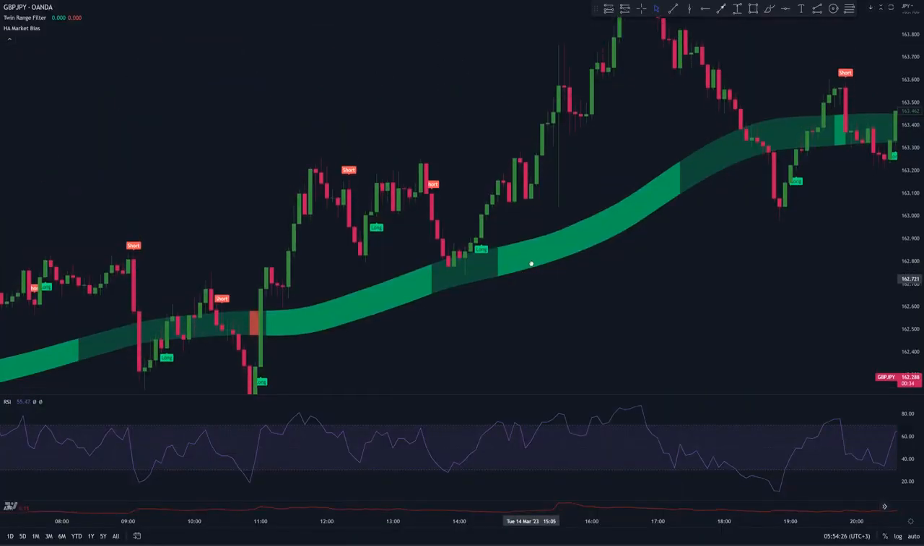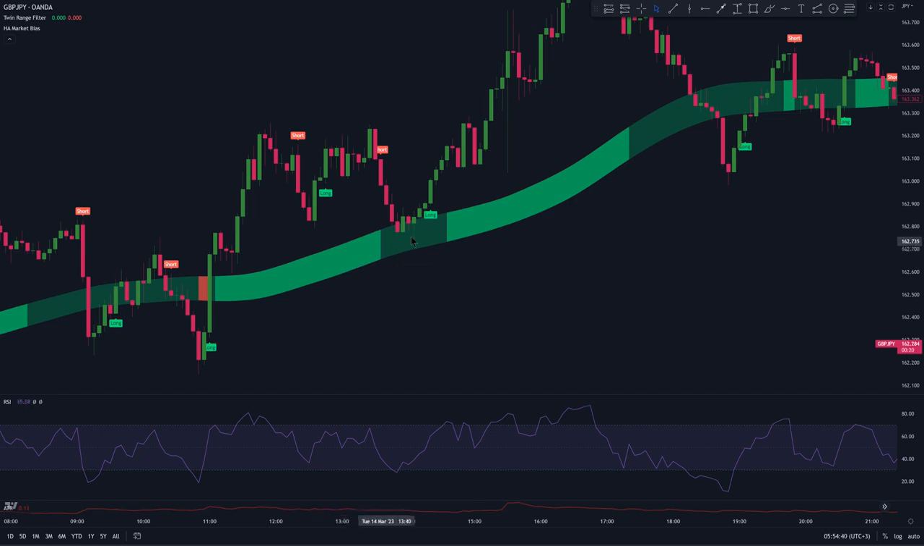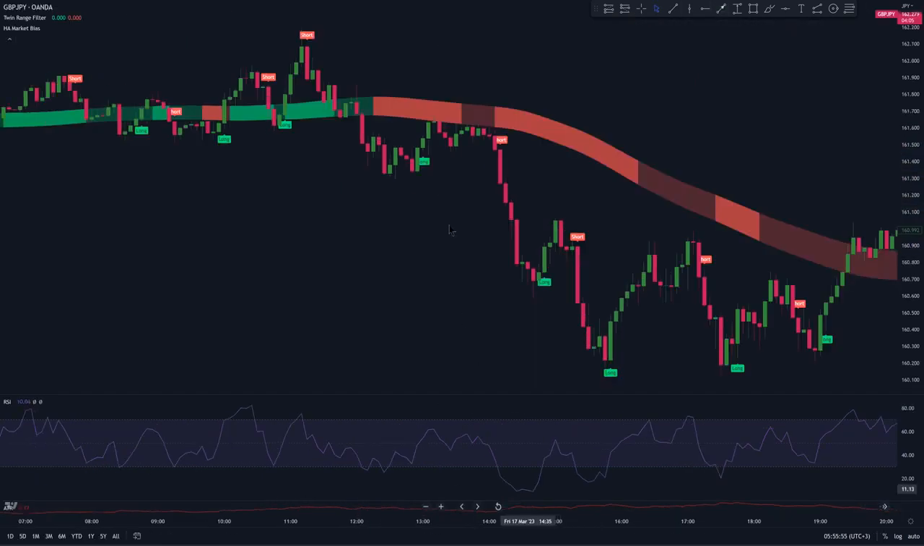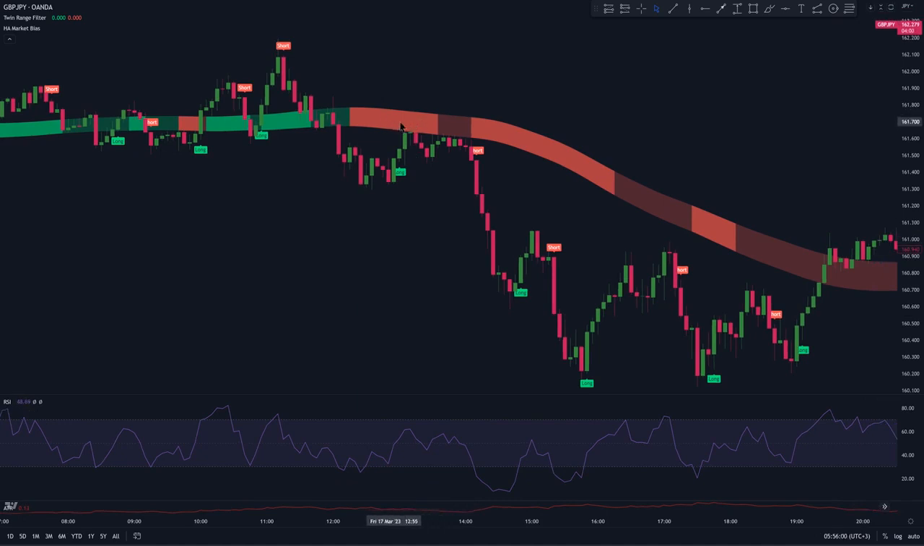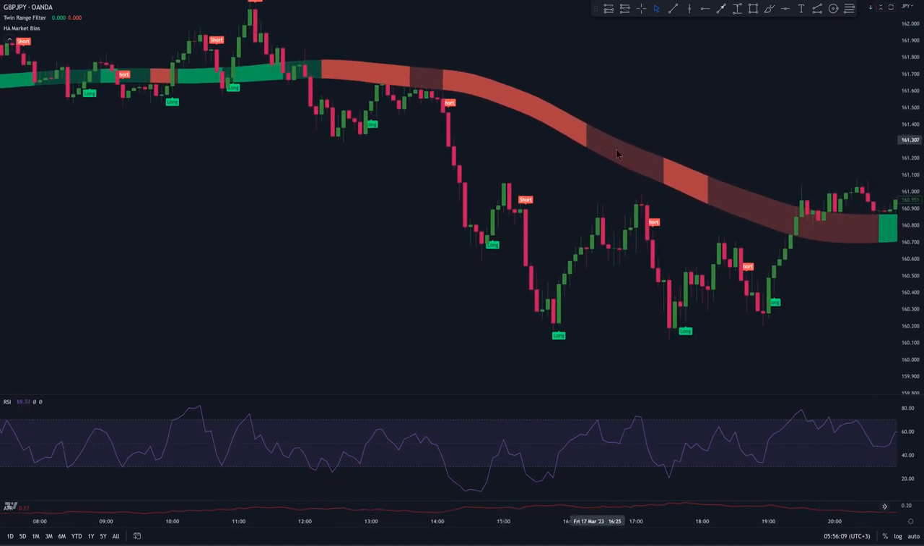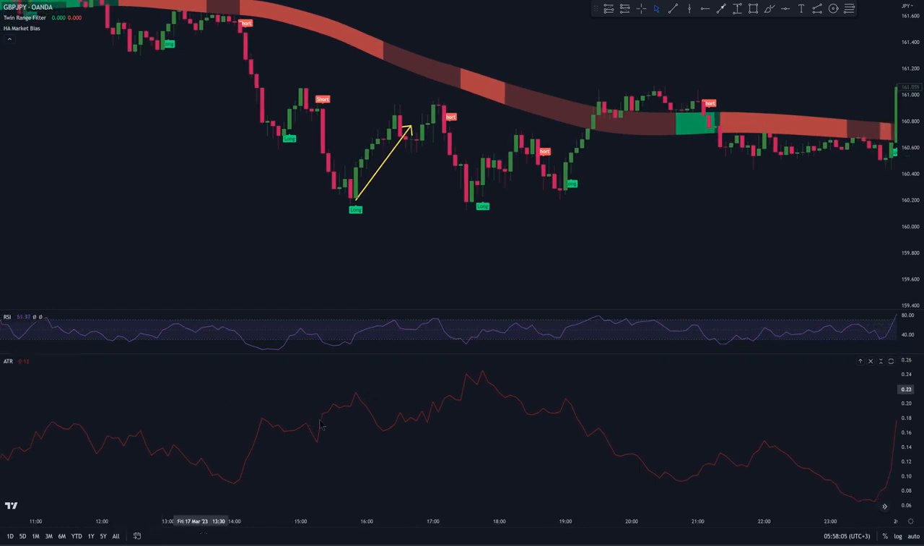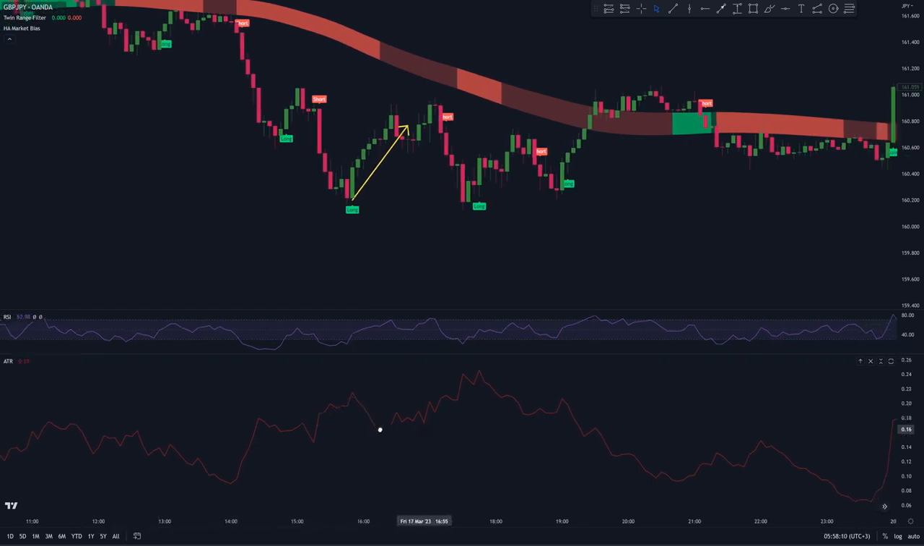For pullback confirmations, here's how we're going to do it. In a bullish trend, the normal trend color of this trend ribbon is bright green. When the ribbon turns from bright green to dark green, that would mean that the market is in a pullback. In a bearish trend, the normal trend color is bright red. When the ribbon turns from bright red to dark red, that would mean that the market is in a pullback. Last but not least, the ATR indicator is going to be used to determine our stop loss levels.